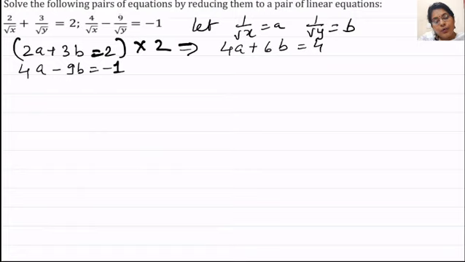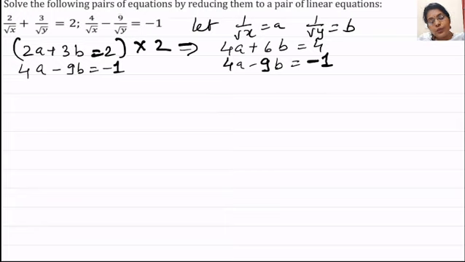And here what do we get? 4a. We can do anything. We can multiply this equation with 3 also. If we multiply with 3, then instead of 4a as common, we can get 9b common. So it is up to us which variable we should eliminate. I am eliminating variable a. You can eliminate variable b first. So it is completely up to you. So here 4a minus 9b is equal to minus 1.